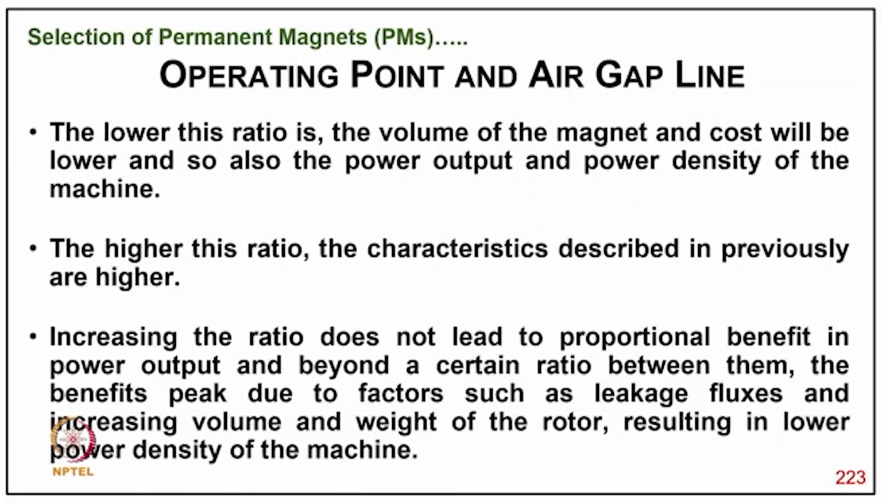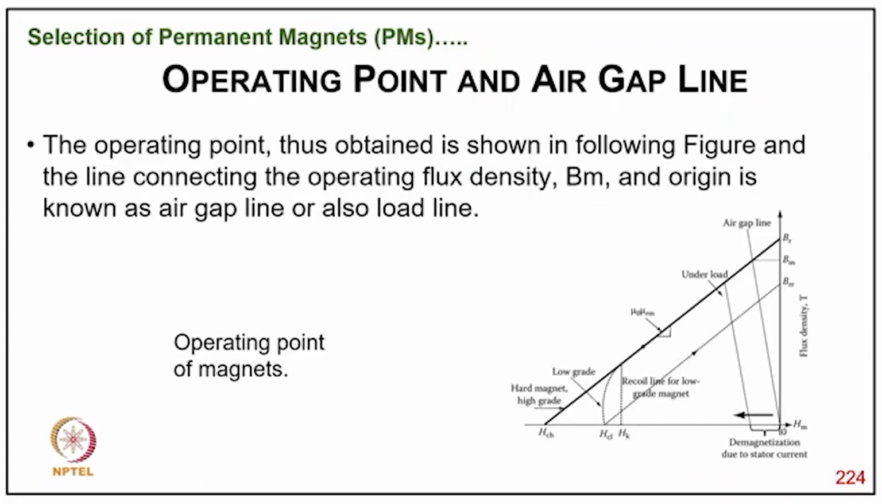The lower this ratio is, the lower the volume of magnets and cost will be, and so also the power output and power density of the machine. The higher this ratio, the higher the characteristics described previously. Increasing the ratio does not lead to a proportional benefit in the power output, and beyond a certain ratio the benefit diminishes due to factors such as leakage fluxes and the increasing volume and weight of the rotor, resulting in a lower power density of the machine. So the operating point thus obtained is shown in the figure, and the line representing the operating flux density Bm and origin is known as the air gap line, also known as the load line, as you can see in the diagram.